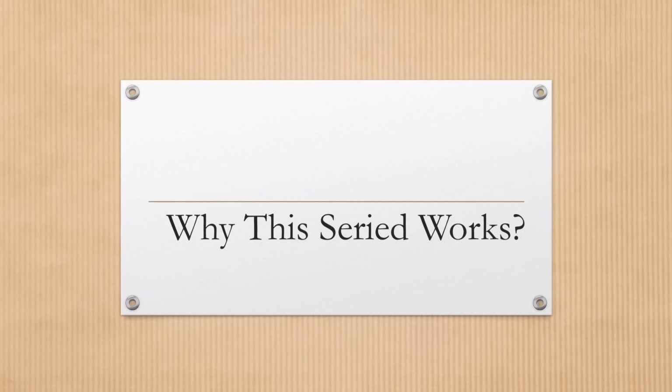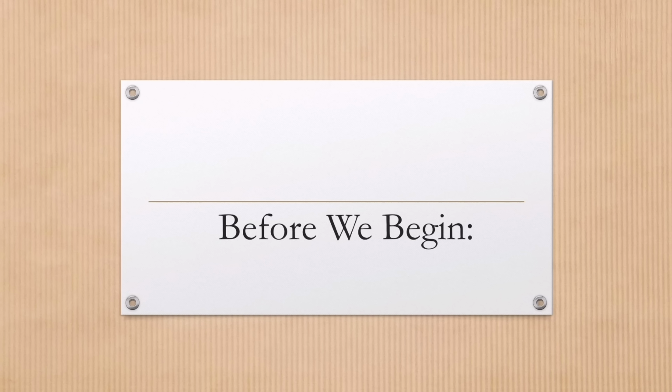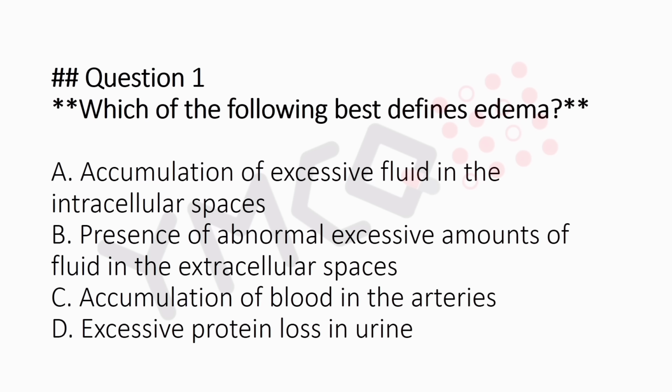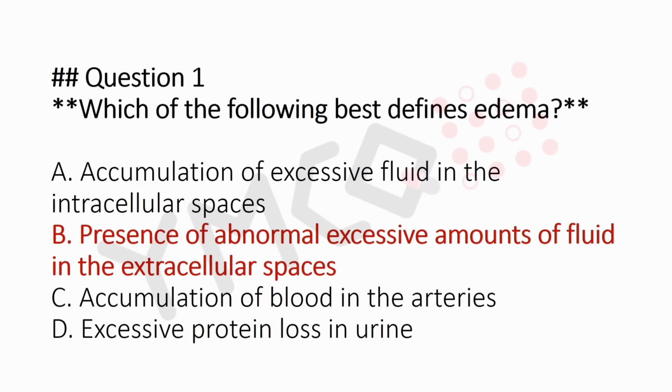Before we begin, make sure you grab a pen and paper, attempt each question yourself, then check your answer with the detailed explanation. Question number 1. Which of the following best defines edema? Option A. Accumulation of excessive fluid in the intercellular space. Option B. Presence of abnormal excessive amount of fluid in extracellular space. Option C. Accumulation of blood in arteries. Option D. Excessive protein loss in urine. And the answer is Option B. Presence of abnormal excessive amount of fluid in extracellular space.